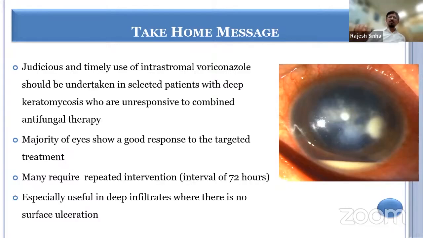And it is especially useful when you have a deep infiltrate, no ulceration superficially, but you have a deep infiltrate, typically like fungal keratitis, endothelial plaque, etc. Go deep, go intrastromally, inject, make a barrage, and it works very well.